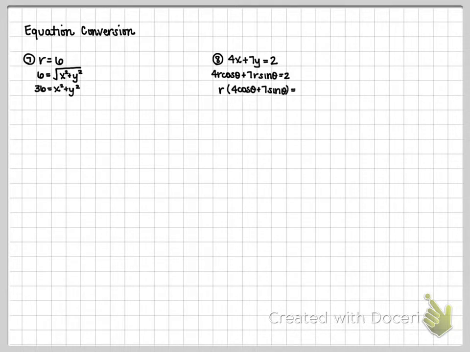And then, to get the r by itself, all I have to do is divide by that mess. So I'll get r is equal to 2 divided by all the stuff in the parentheses. So 4 cosine theta plus 7 sine theta. You'll notice the only variables in here or unknowns are r and theta. The x's and the y's are gone. That's how you know that your conversion is correct, or hopefully correct, assuming you didn't make any arithmetic mistakes.